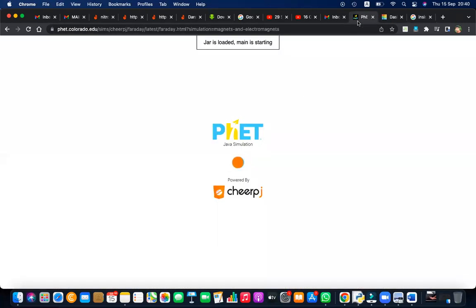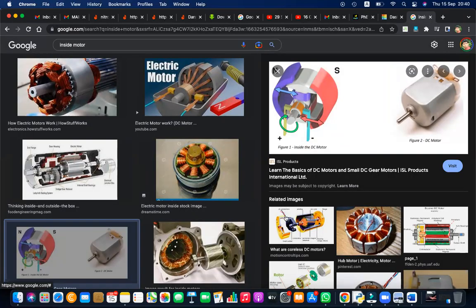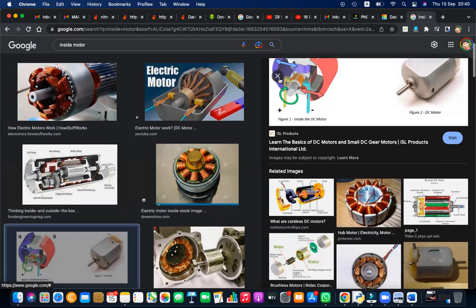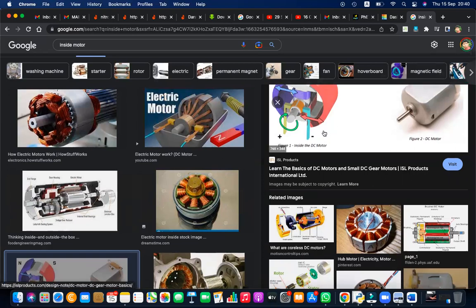So here in this experiment, it is still loading. Let me show once loaded. In the middle there will be a magnet. Actually, this is an electromagnet. In the middle you have an electromagnet. Here, these are two permanent magnets.